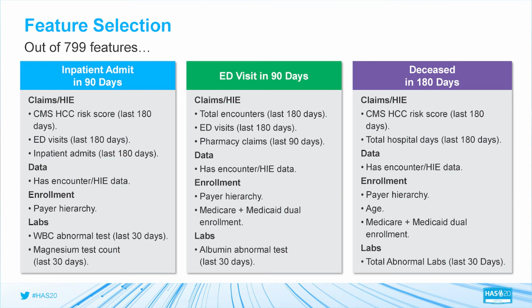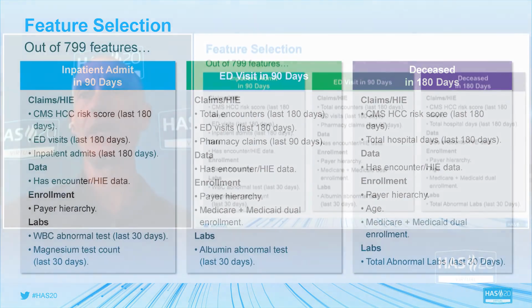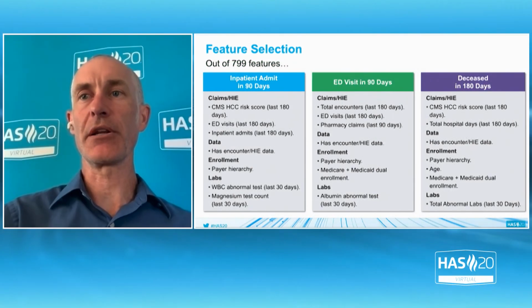So those 3 targets that we were looking for were inpatient admission in 90 days, emergency department visits in 90 days, and whether the member was likely to expire in the next 6 months. And you'll see that there's a lot of overlap. For instance, the CMS HCC risk score was a top predictor both for inpatient admits in the next 90 days, but also for whether or not the member might expire in the next 180 days.